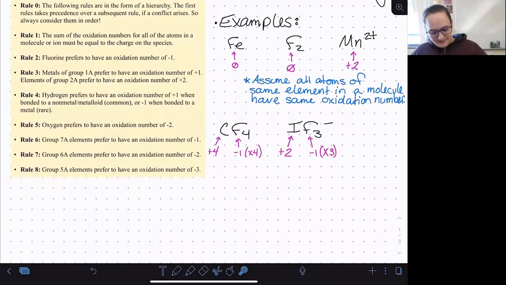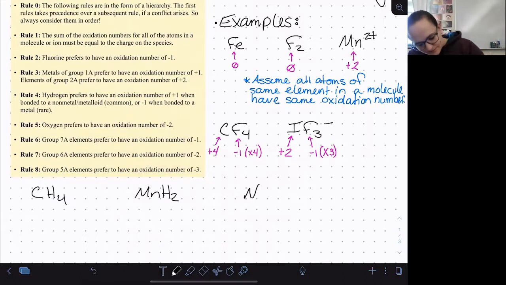So next up, I'll put up a few. We have CH4, MnH2, NaOH. The first one is pretty straightforward. It's very similar to CF4, just finding our rule for hydrogen here, which prefers to have an oxidation number of +1 when bonded to a nonmetal or metalloid. Carbon is a nonmetal.